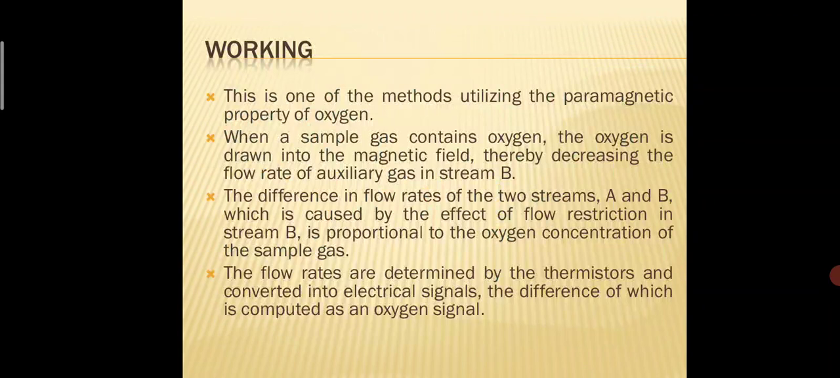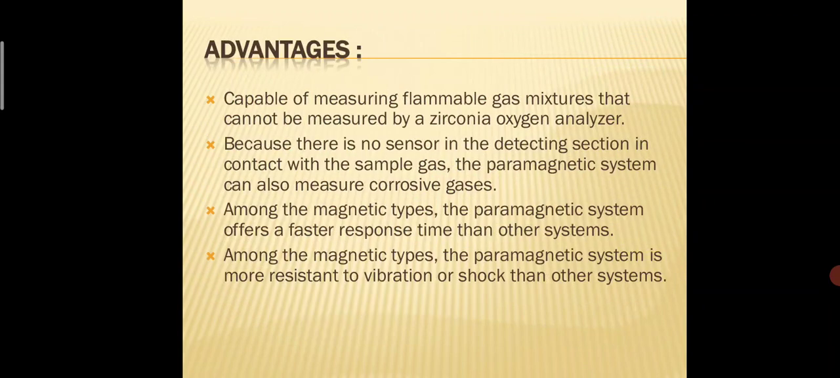Flow rates are determined by the thermistors and are converted into electrical signals, the difference of which is computed as an oxygen signal. Next, advantages of this method: they are capable of measuring flammable gas mixtures that cannot be measured by a zirconia oxygen analyzer, because there is no sensor in the detecting section in contact with the sample gas. The paramagnetic system can also measure corrosive gases.